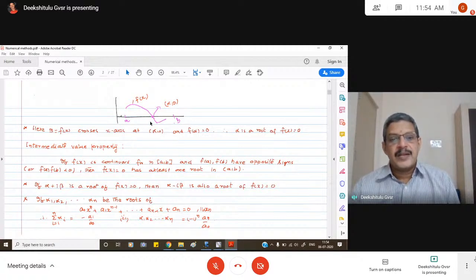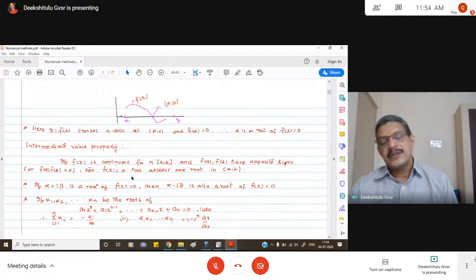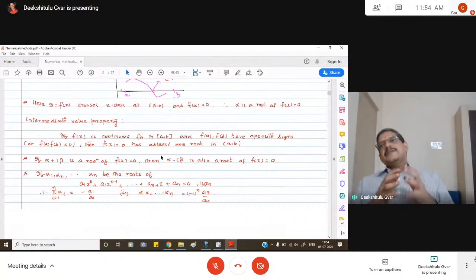That means at x = alpha, the function value f(alpha) becomes 0. So f(alpha) is 0, and hence alpha is a root of f(x) = 0. Then comes the basis for all the numerical methods. This is the basic principle behind all the numerical methods. That is the intermediate value property.